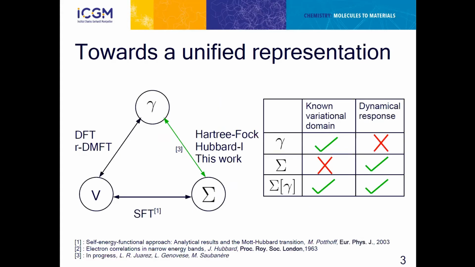Then, in this case, we can obtain a dynamic description of the electronic structure, but by using the density matrix, where the variational domain is well known, we can construct such a self-energy without considering the domain of representability. However, it is possible to find a systematic way to construct such a functional.